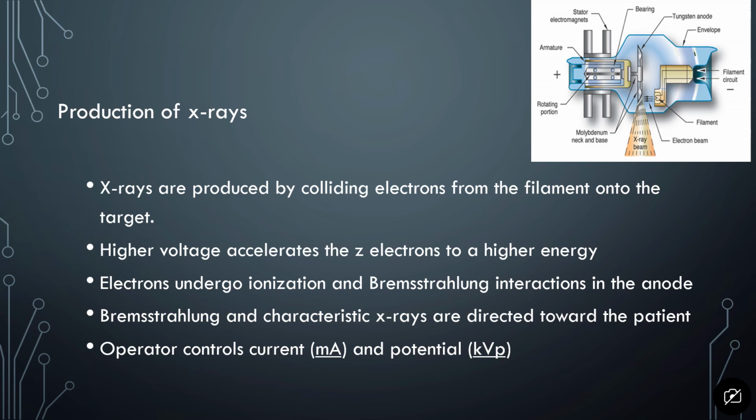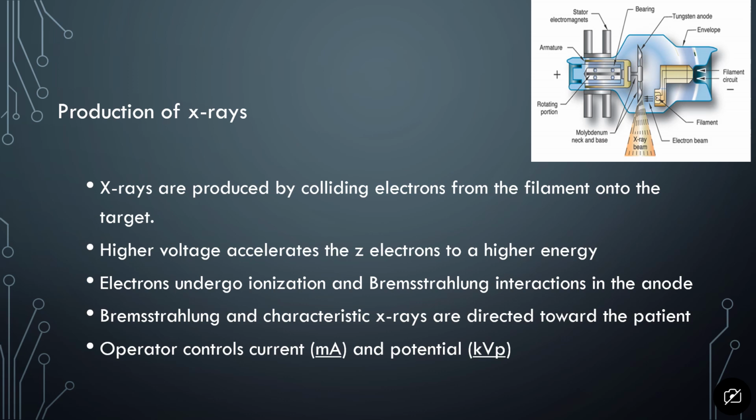X-rays are produced by colliding electrons from a filament onto the target. The filament gets really, really hot and it essentially just boils off electrons and shoots them towards the anode. So the higher voltage will accelerate the electrons to a higher energy. The electrons undergo ionization and Bremsstrahlung interactions in the anode. And then Bremsstrahlung and characteristic X-rays are directed outside the tube as part of the X-ray beam.